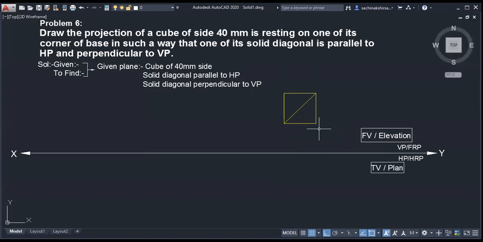It is applicable to a plane, because this is a square plane. Once we join its opposite corners, the corners which are in front of each other, it is called a diagonal. It is as simple as this. But what does solid diagonal mean?